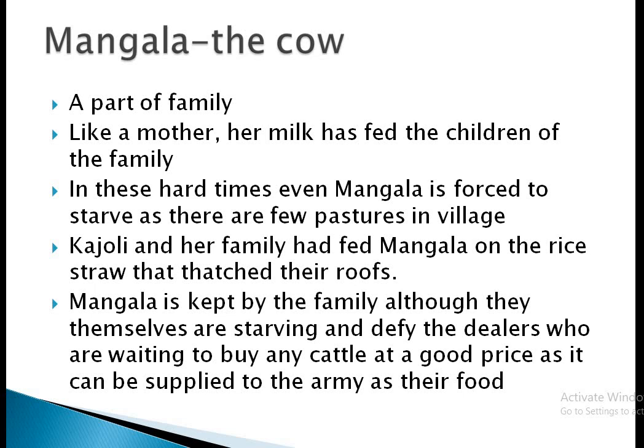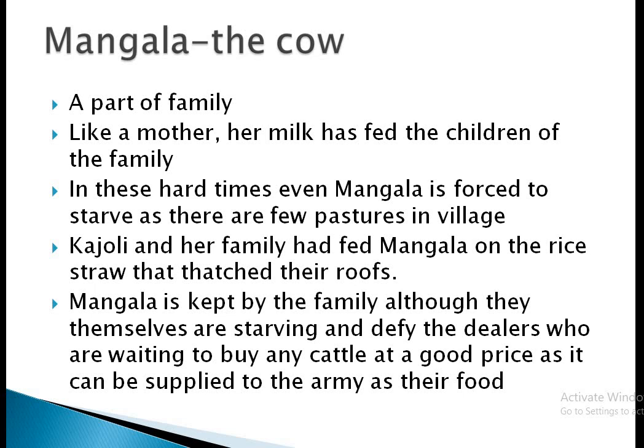Kajali and her family have fed Mangala, out of their love, the rice straw that had thatched their roofs. As a result, most of their house is roofless. Just one room has been left roofed, which provides a roof over their heads. Mangala is kept by the family, although they themselves are starving.